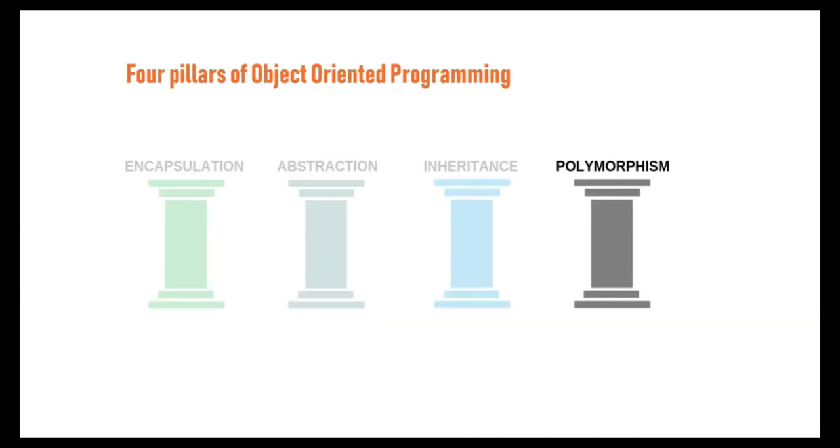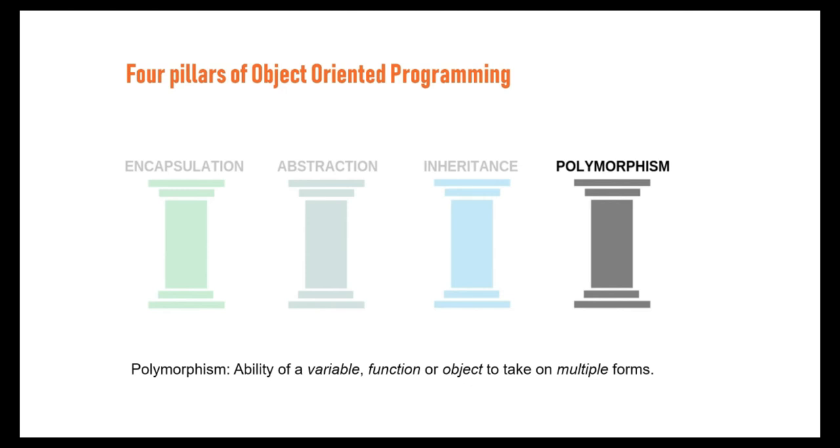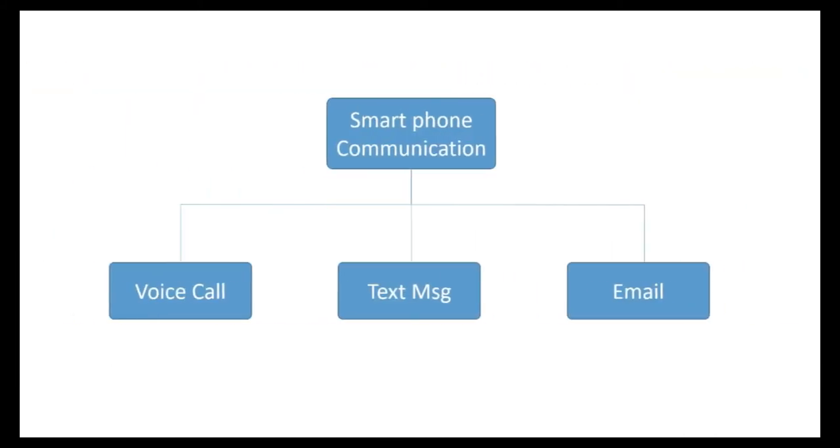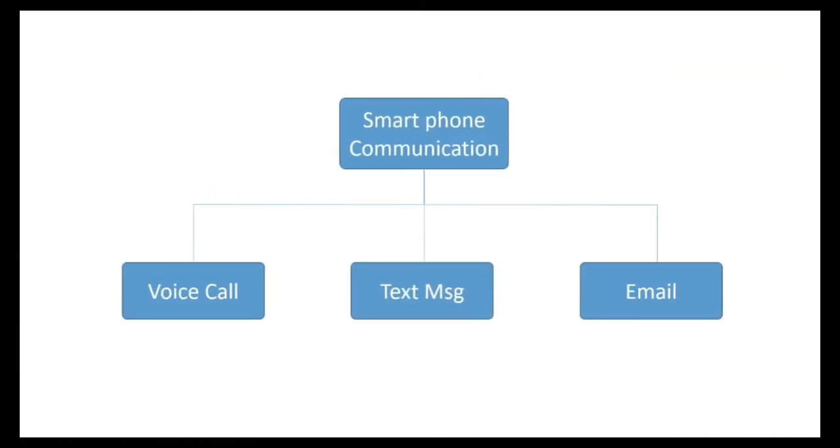So let's quickly recap. What is polymorphism? Polymorphism is one of the primary pillars of object-oriented programming. As a programmer, we define it as the ability of a variable, function, or object to take on multiple forms. For example, say you have a smartphone for communication. The communication mode you choose could be anything. It can be a call, a text message, or an email, etc. So the goal is common, that is communication. But how you communicate is different.